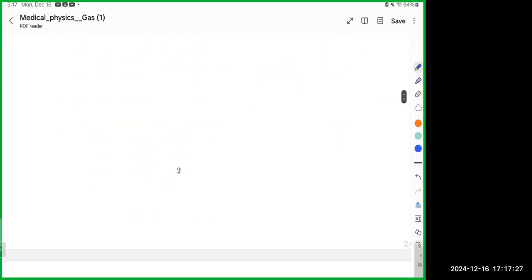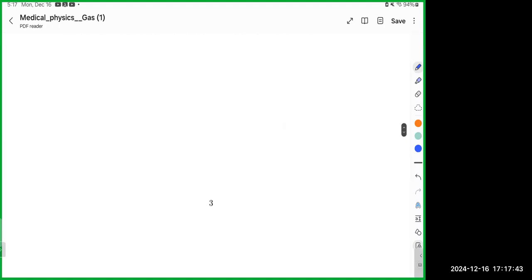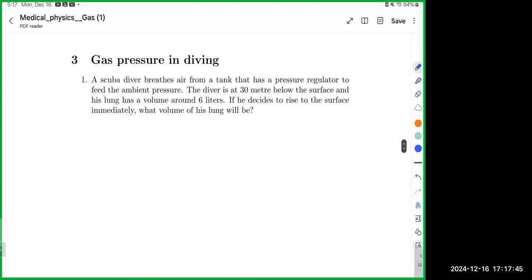Okay. And next, this one I skipped, but you can see the answer on the e-learning. And this one is also challenging. You should try in your free time. This one is about the calculation of the pressure that presses on you when you dive below the surface of the water. And there are two ways to calculate this.